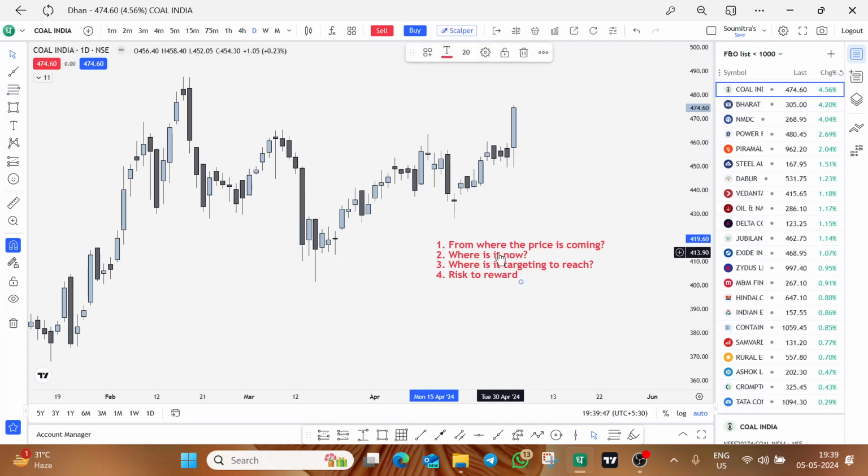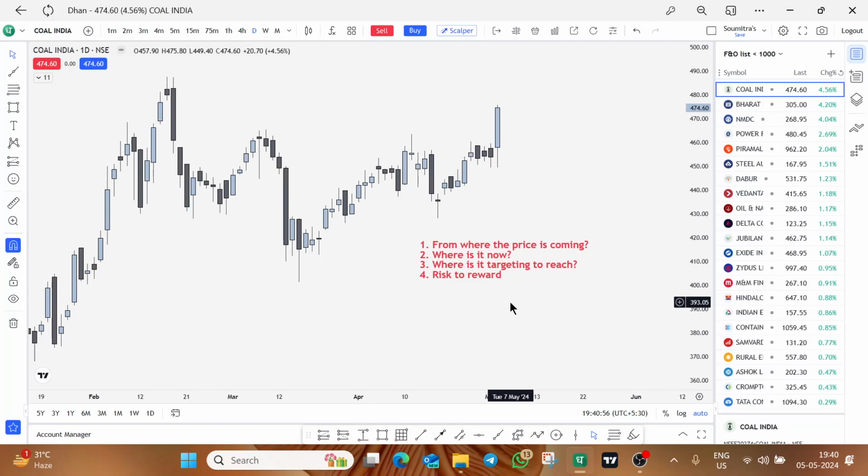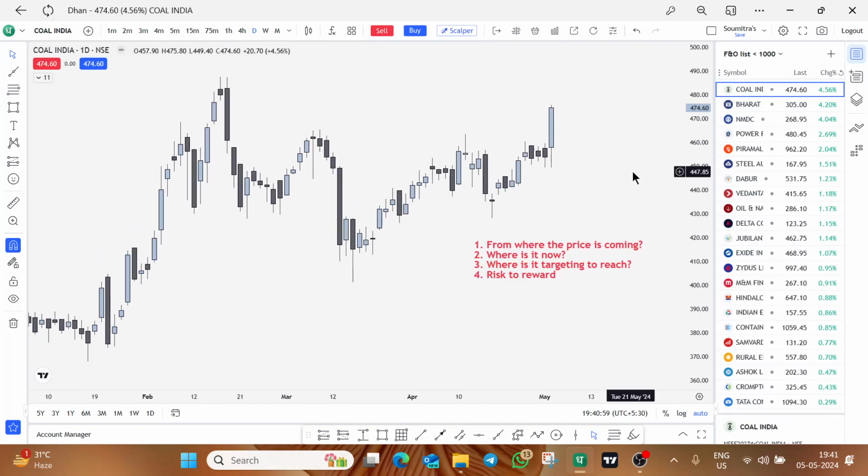So how to do that? I have these 3-4 questions to answer. First of all, from where is the price coming from. The next one is where is it now. The third one is where is it targeting to reach, and the fourth one is whether a favorable risk to reward is possible. So this is Coal India. Let us try to answer these 4 questions.